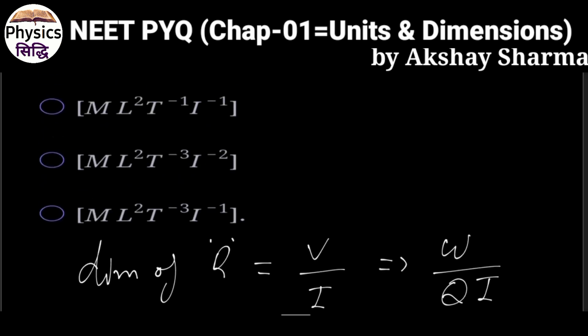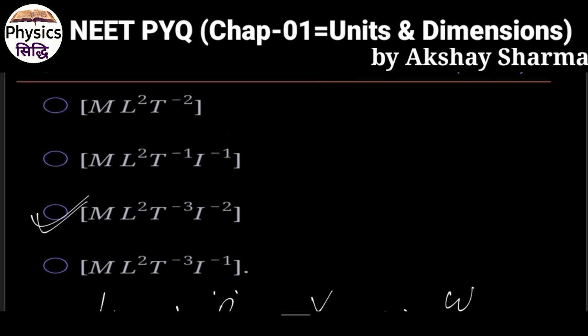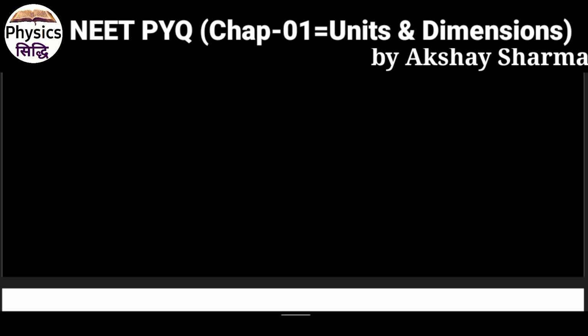ML square T to the power minus 3 and I to the power minus 2. Option number second is correct. Now move to the next question.